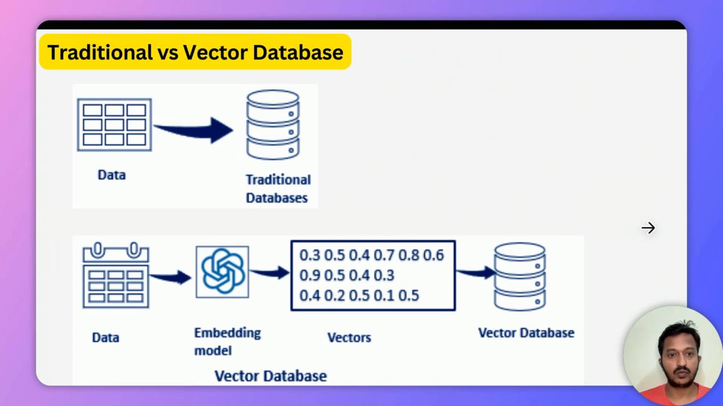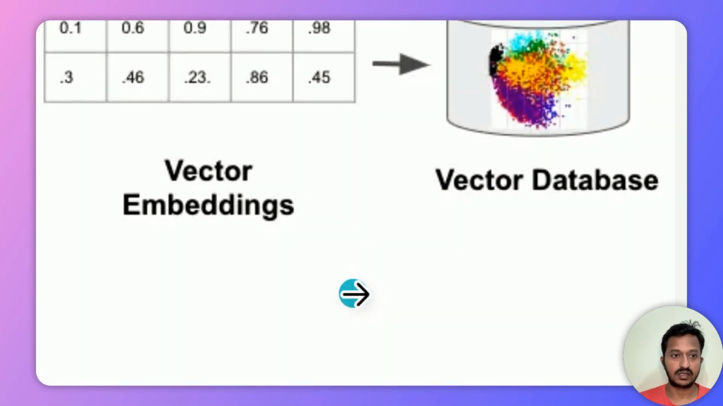So, traditional versus vector databases. You might ask how traditional databases are different from vector databases. It's all about how data is stored. Data is stored in columns, in a proper rows and columns format, in traditional databases. Whereas in a vector database, any type of data, structured or unstructured, gets converted into vector embeddings first, and these vector embeddings are stored in a vector database. So that's the difference.